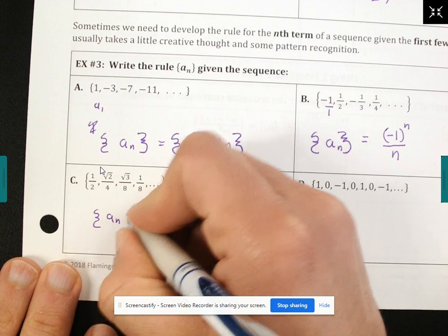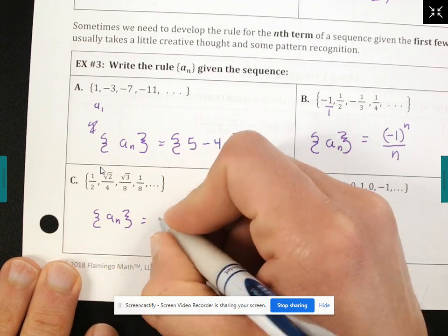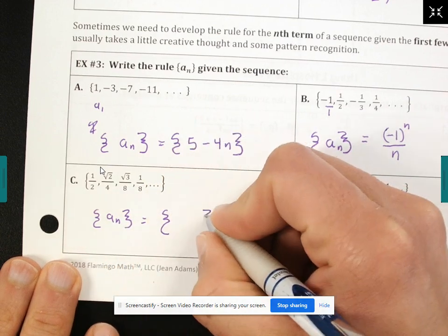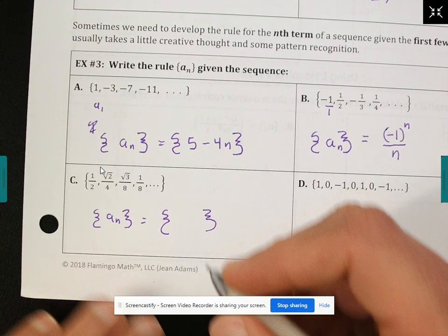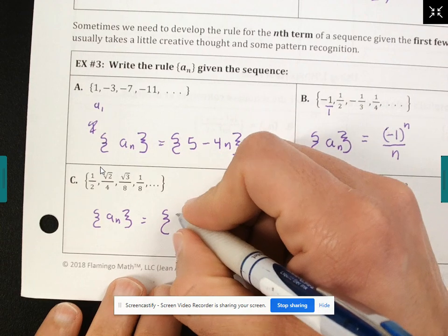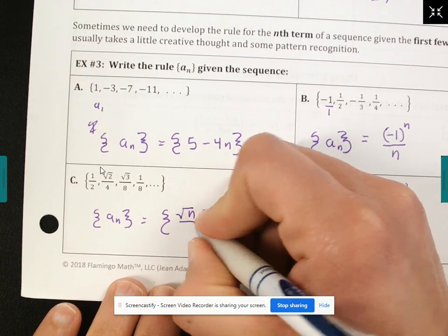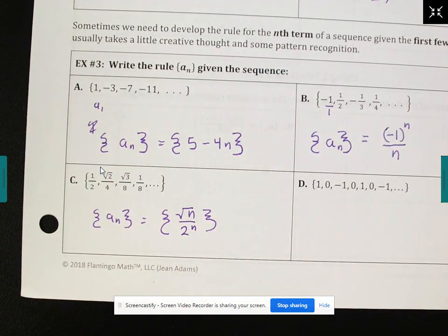Now that I built you up, let's see. What do you think? What pattern do you see? Well, n over 2, the square root of n over. Oh, excellent. You just told me right away. Give it a shout out.